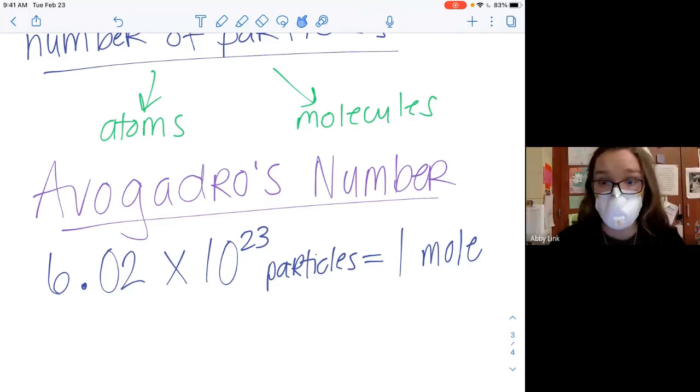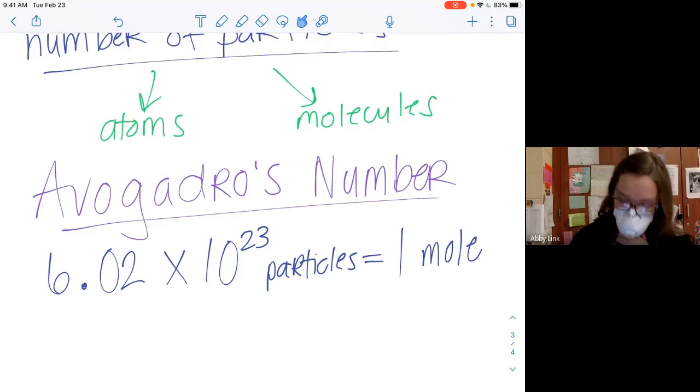That's a pretty large number, okay? But we are talking about very small things, right? We're talking about either individual atoms or we're talking about molecules, right? So in 1 mole of any substance, there will be 6.02 times 10 to the 23rd particles of that substance, okay?